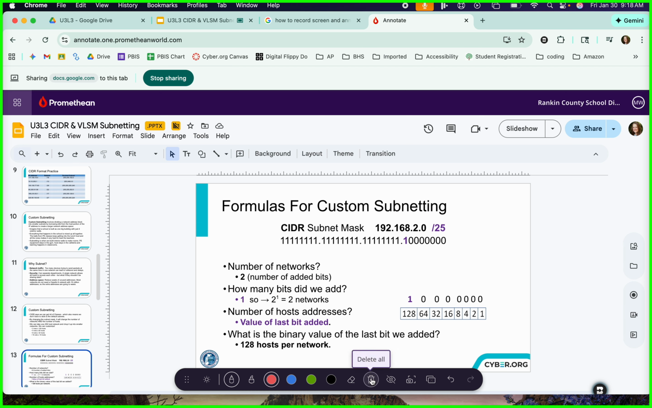So let's say that instead of slash 25, we have slash 27. That would be a 1 here and a 1 here. All right, so we have borrowed 3 bits. Sorry, undo. We borrowed 3 bits. This goes here. So how many networks do we have? 2 raised to the 3rd power.